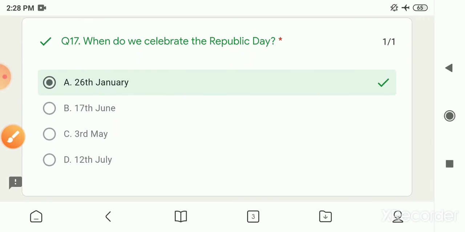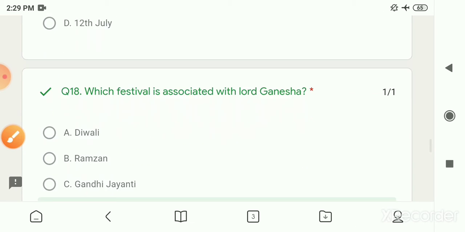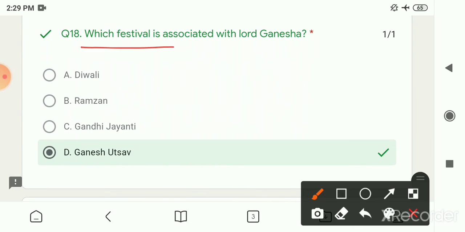Next 17th number, when do we celebrate the Republic Day? The options are 26th January, 17th June, 3rd May or 12th July. So here your answer is 26th January. On this day we are celebrating the Republic Day, on which our constitution came into existence.